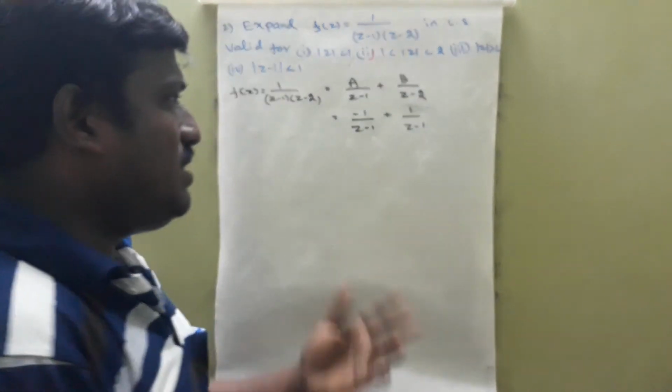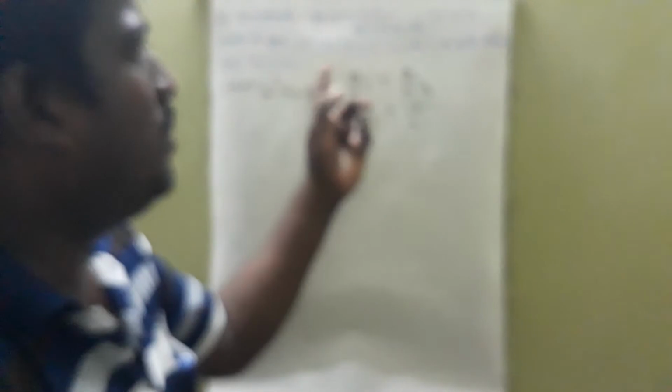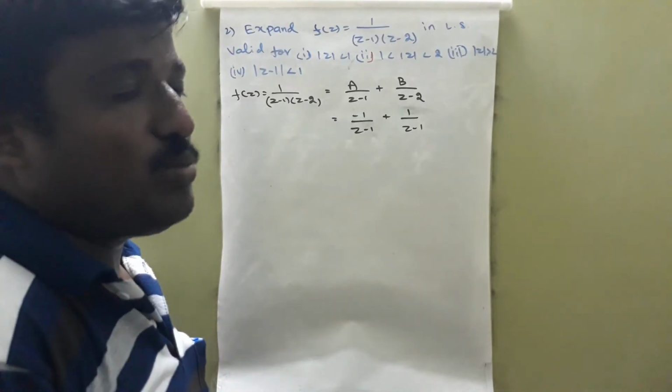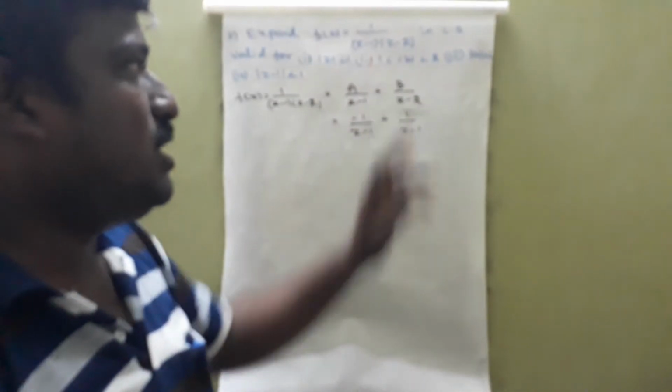Otherwise, do directly apply the partial fraction. Directly I can observe for what value of a and b, if you take the LCM, I will get numerator 1. Simply a is minus 1, b is 1.